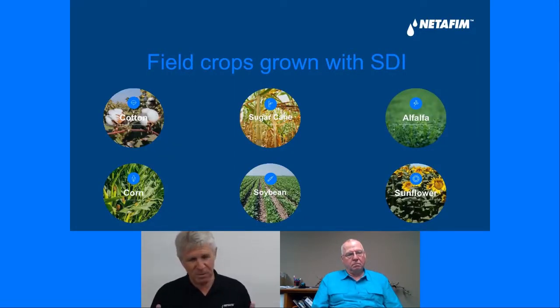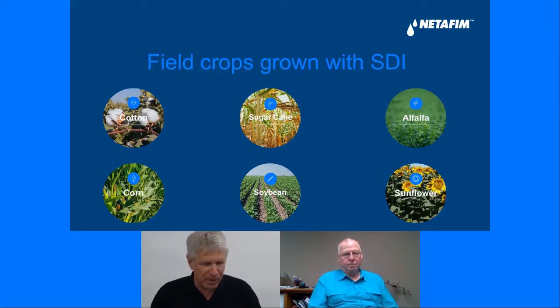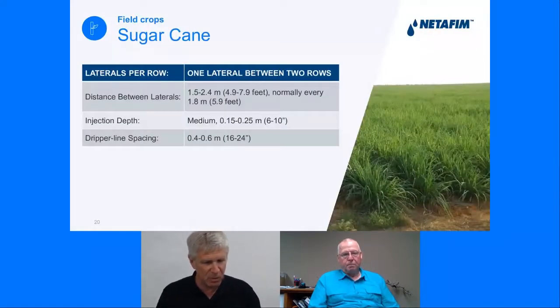Okay, what different field crops can we grow with SDI? So over here, we are speaking about cotton, sugarcane, alfalfa, corn, soybean, sunflower. There are some other field crops or vegetables, like potatoes, where we do shallow burying, or processing tomato, where we can bury the drip to something like 25 or 30 centimeters. But we are going to focus on these specific 6 crops.